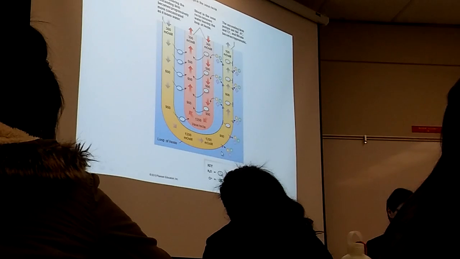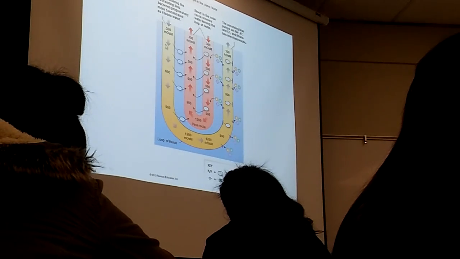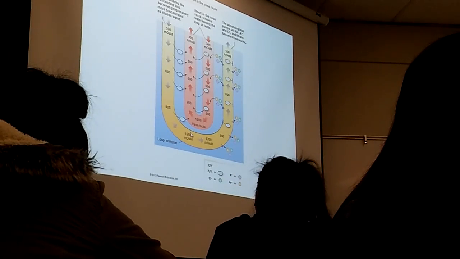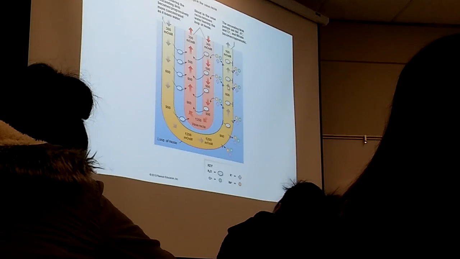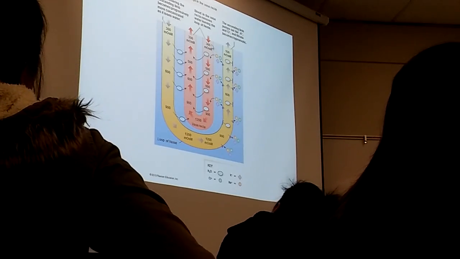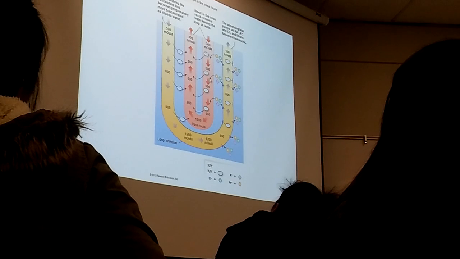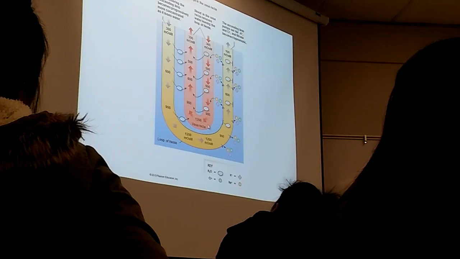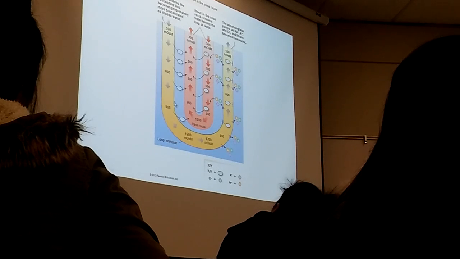This is called a multiplier system because as the filtrate comes through here and goes through its thing, we have more and more salt that's going to get pumped out. Okay, and then as the blood in the vasa recta comes in, the salt's going to come in, but when it starts to leave the nephron area, the salt's going to leave.